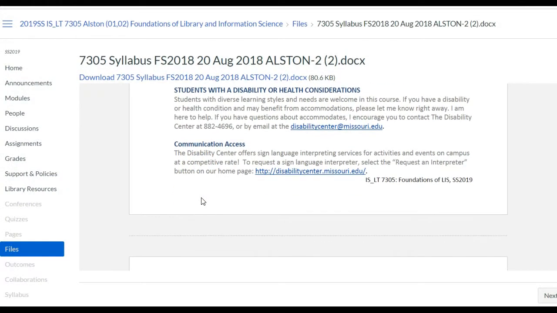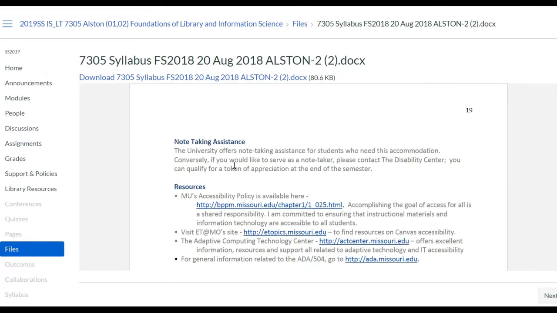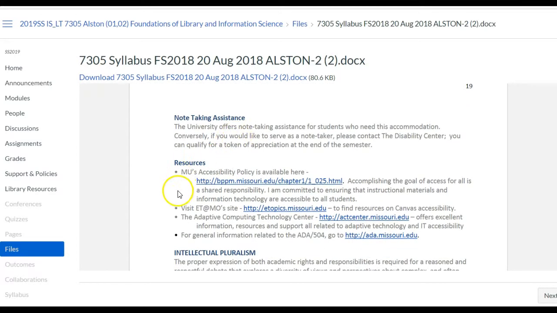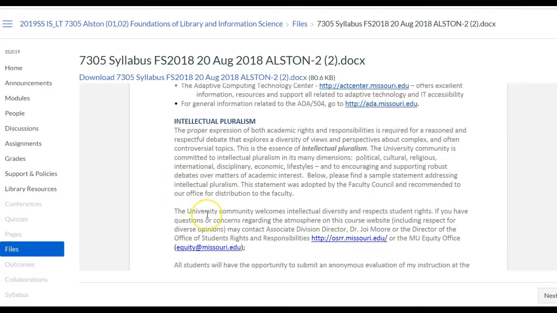All right, communication access. If you need something from the Disability Center to help with this, then again, reach out, okay? Note-taking assistance if you need it. Some other resources as far as accessibility policies and things of that nature.